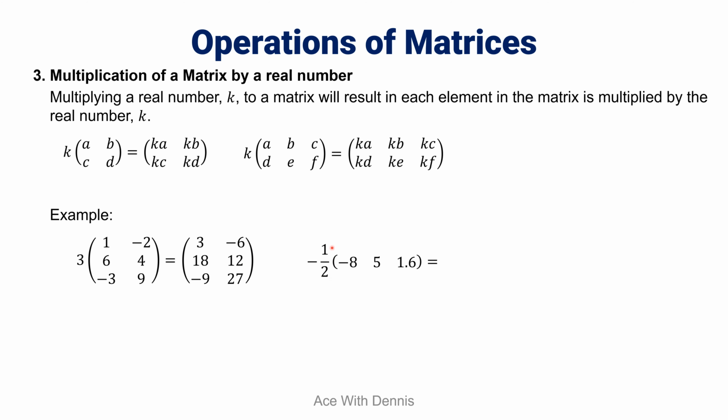Okay, it can be a fraction and a negative number multiplied with the matrix here. So negative half multiplied with the matrix with the elements negative 8, 5, 1.6. Again, we multiply one by one each element inside the matrix. So negative half times negative 8, I will get 4. Negative half times 5, I get negative 5 over 2. Negative half times 1.6, I get negative 0.8.